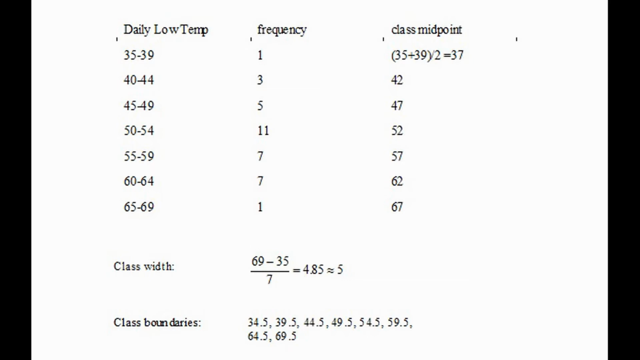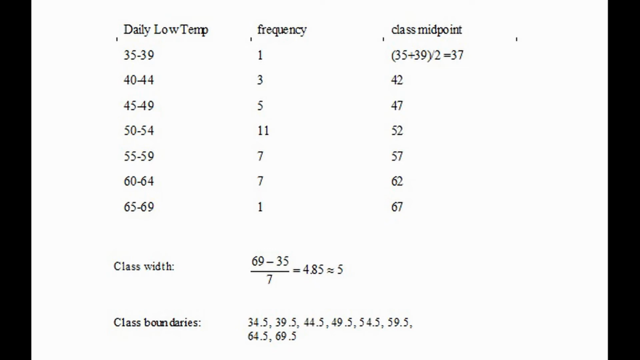Also, we want to calculate the class midpoint by taking the lowest number, adding it to the highest number, and dividing by 2, as you can see in the first example. The class width is found by taking the lowest number and subtracting it from the highest number and dividing by the number of classes, in this case 7, and we come up with a number. But notice that we have to round up.